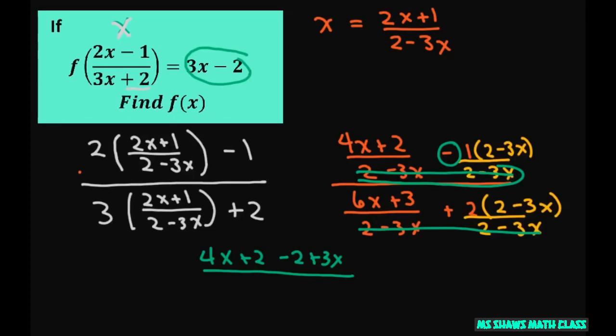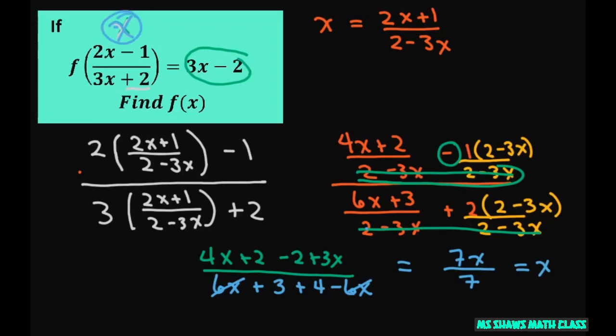Okay, so for the denominator, we have 6x plus 3 plus 4 minus 6x. And again, our denominators cancel out. So the numerator gives you 7x, and in the denominator the 6x's cancel, leaving 7, which gives you x. Well, that's what we wanted. We wanted this to be x. So we did this first part, and we have this set up as f of x. So if I plug all that in, I'll get that.